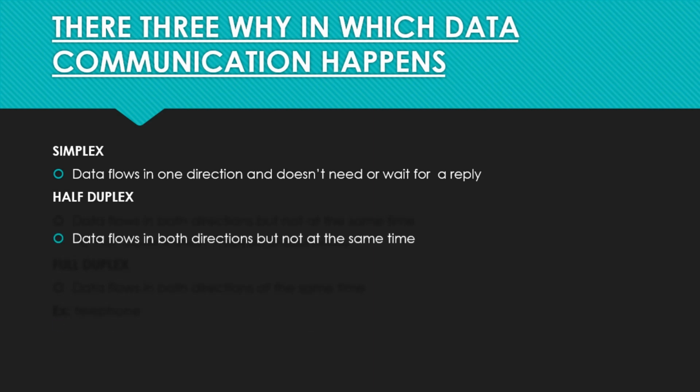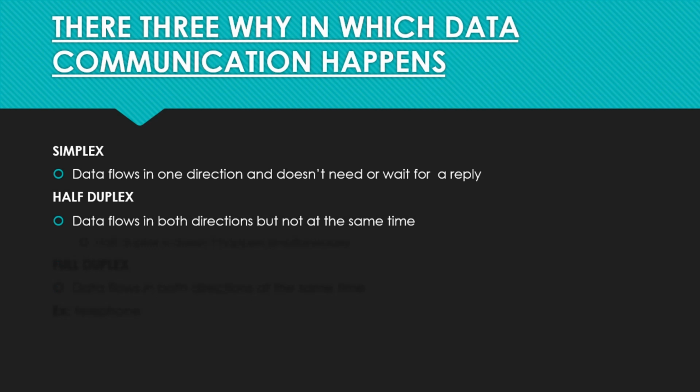Half duplex is a type of communication where data flows in both directions but not at the same time. So this type of communication does not happen simultaneously, which means it doesn't happen at the same time. One has to wait, receive, and then give feedback.